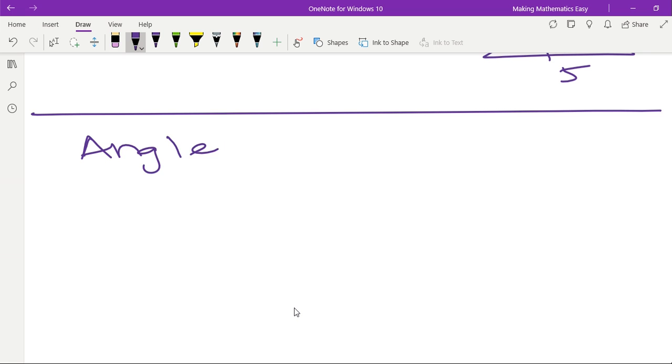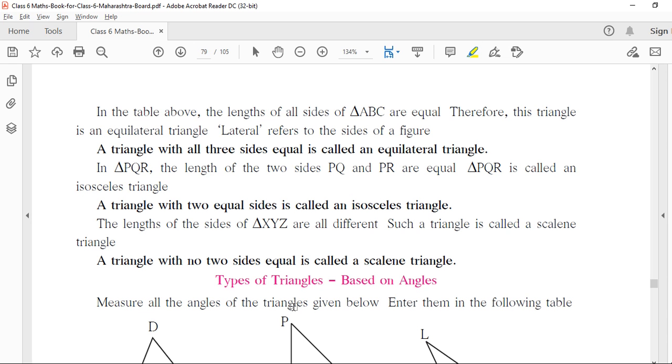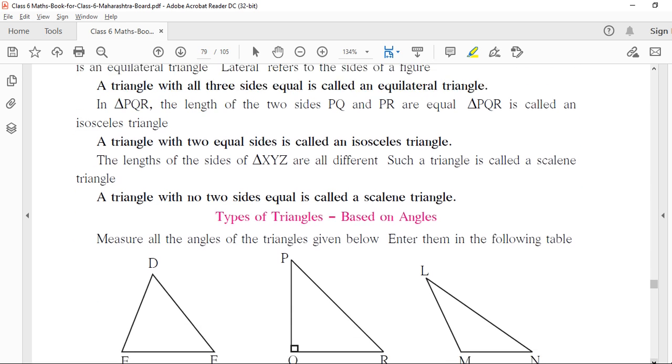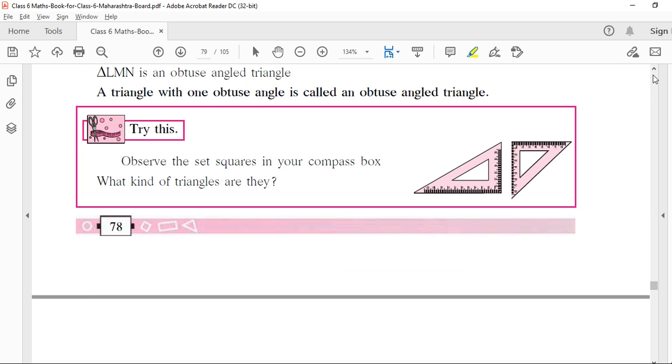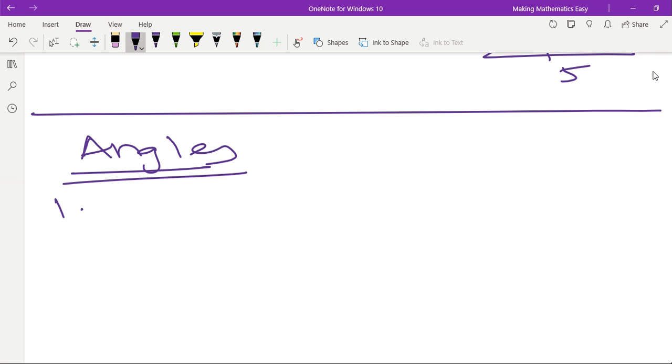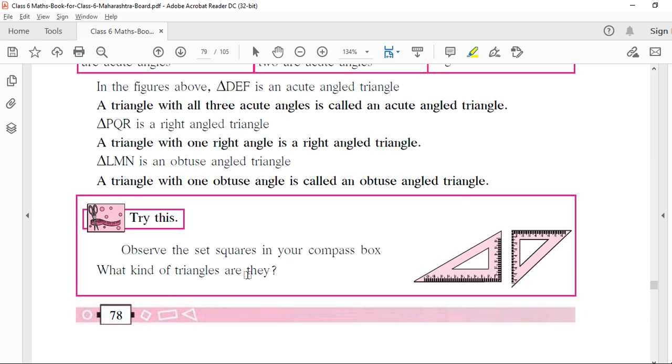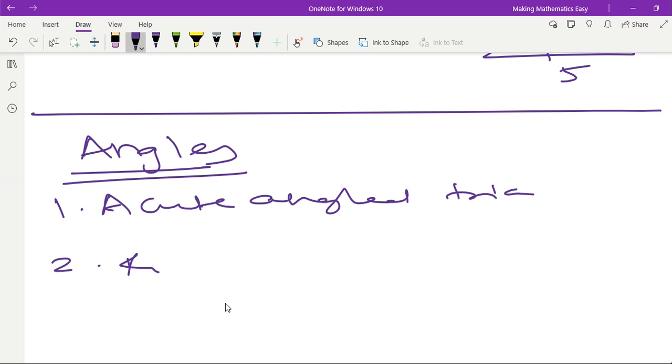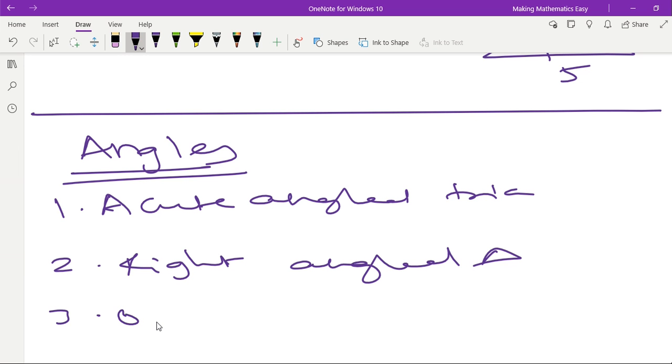Now let us see the types of triangles on the basis of angles. Correct. This is on the basis of angles. So the first one is the acute angled triangle. Next is the right angled triangle. Then the third is the obtuse angled triangle.